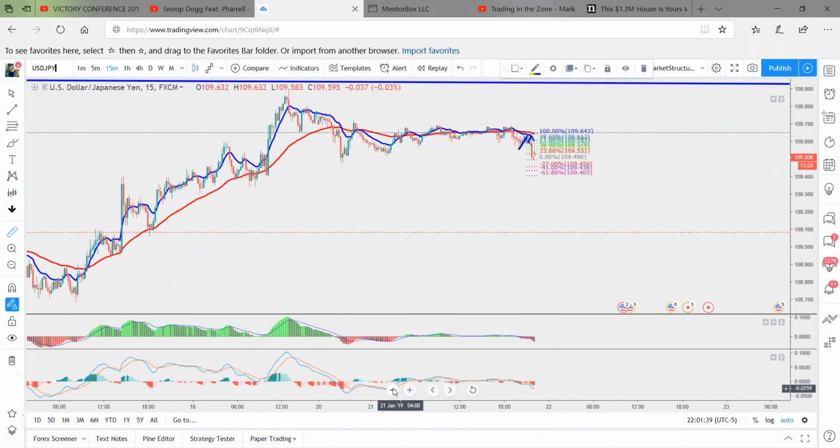So if y'all saw earlier, I was watching some more training on Renkos. Lindor trained me on Renkos like last year, but I hadn't upgraded, so I couldn't get it on the lower time frame. So I hadn't really fooled with it much. But now that I upgraded, I'm using them a lot.